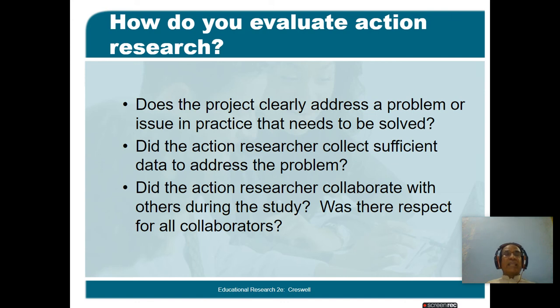How do you evaluate action research? Does the project clearly address a problem or issue in practice that needs to be solved? Does the action research collect sufficient data to address the problem? If we have less data, we cannot apply this action research. Did the action researcher collaborate with others during the study? Was there respect for collaborators? There should be respect between all the collaborators. They should work as a team in conducting the action research.